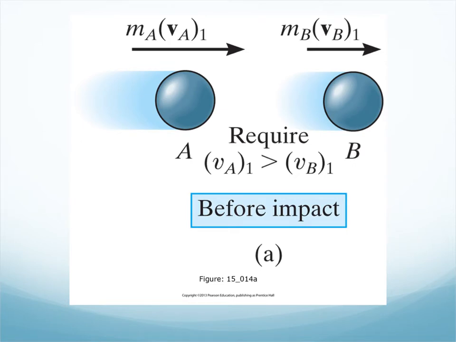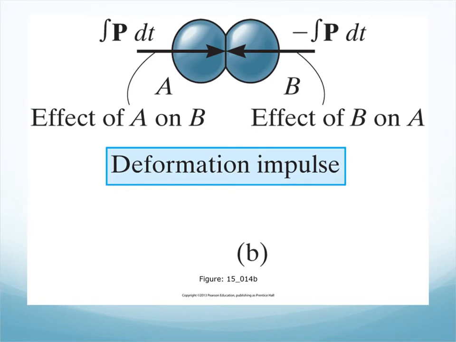First of all, we're just going to make things a little bit simpler. We're going to assume that our two objects are moving in the same direction. However, one object is moving faster than the other. So object A is moving faster than B, so it's going to catch up to B and run into it. This is how fast they're going before there's any sort of impact. Now, when they impact, there's going to be some sort of deformation. Both mass A and mass B are going to exert an equal and opposite force on each other. That equal and opposite force will be responsible for an impulse. You see the impulse listed for each object.